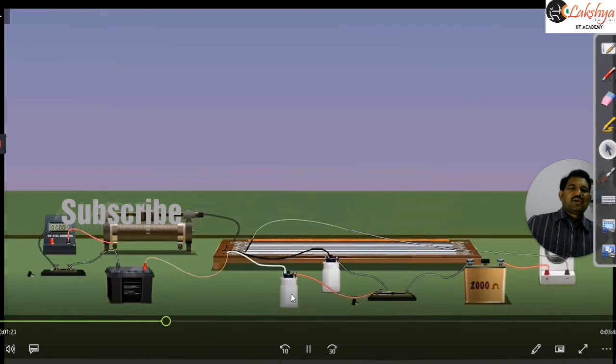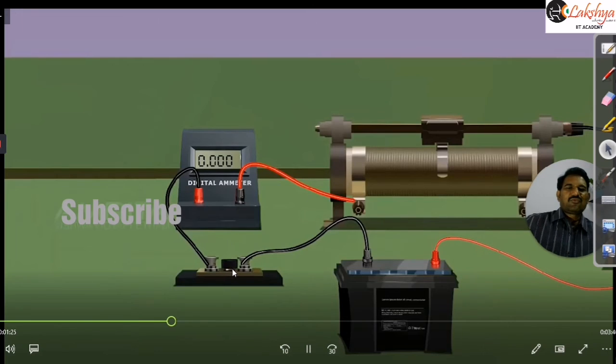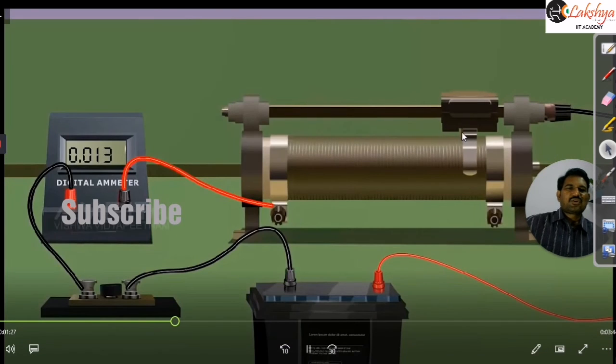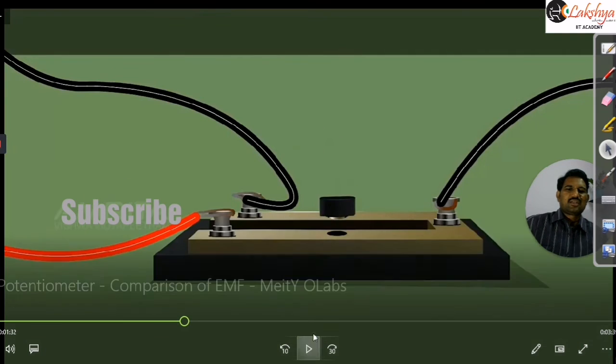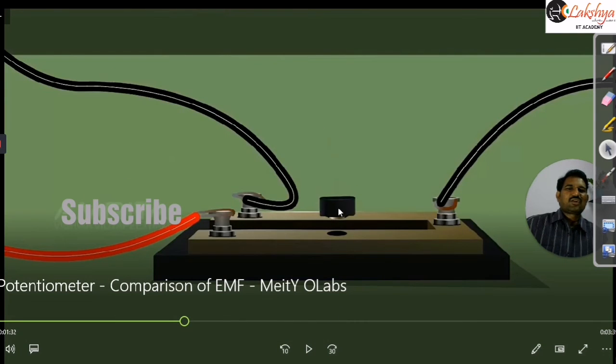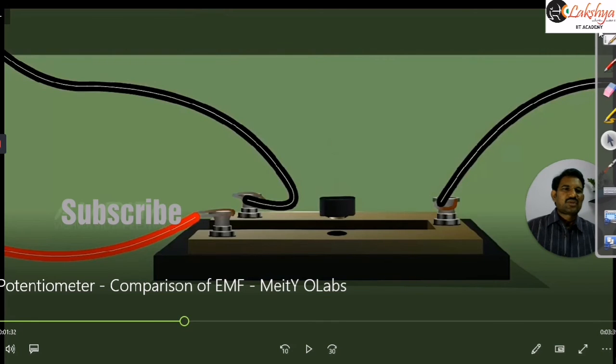Next we close the key in the primary circuit, and we adjust the rheostat so that we can put any desired value of resistance and desired current in that circuit. Then we are using the two-way plug key here. This is our two-way plug. If you close this, then this circuit will be closed. That means this cell will be included. If you are keeping this knob here, if you are closing this, then this cell will be included here. So at a time only one cell will be included in that circuit. You can observe that clearly here.